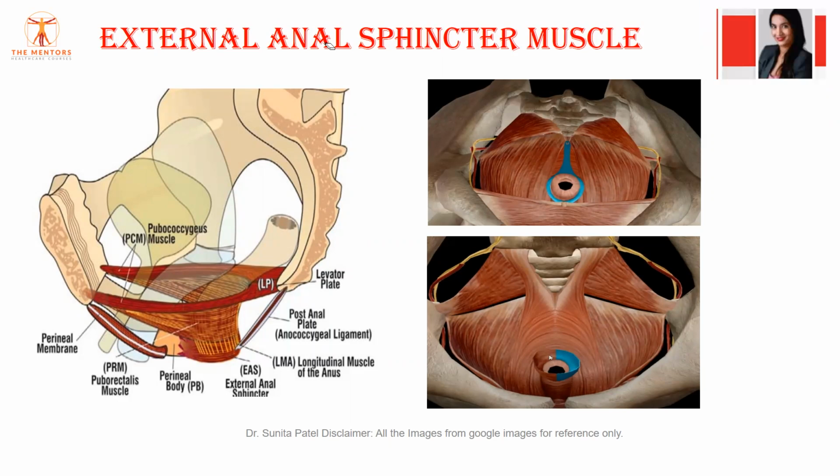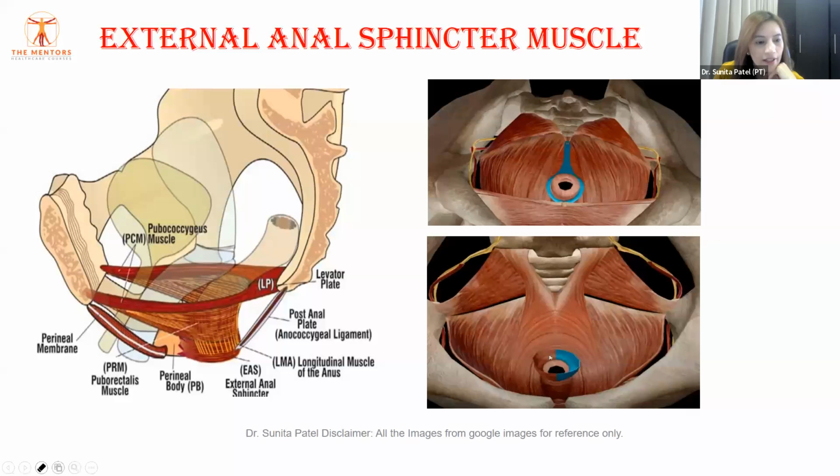Control the stool. So what? Supportive, stabilizer, what? Which term? Sphincters, sphincteric action. Okay. This is a muscle which is going to create a closing, opening, that kind of action. Closing and opening is the function of external anal sphincter.